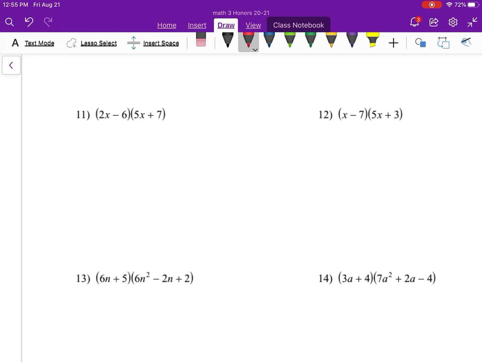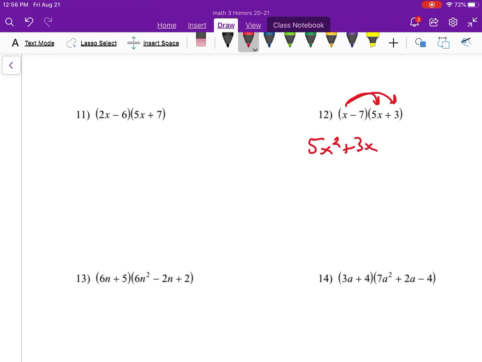And some people call this FOIL, some people call it other things. If you want to do the box method, I'm okay with that. I really just do double distribution. I don't know if that's a scientific method by any means, but all it is, is distribution twice. So I'll first distribute my x times my 5x and my 3 and get 5x squared plus 3x.